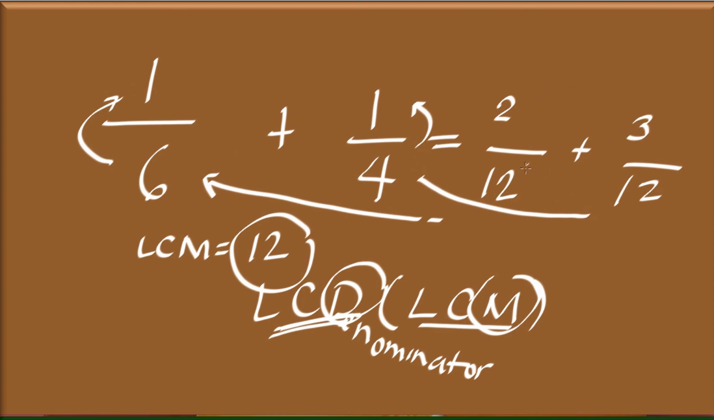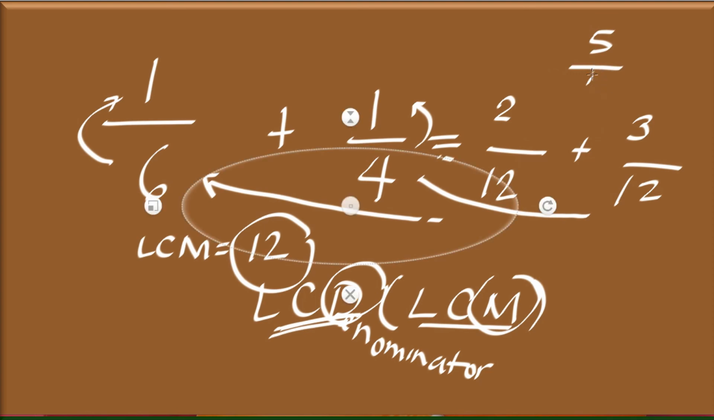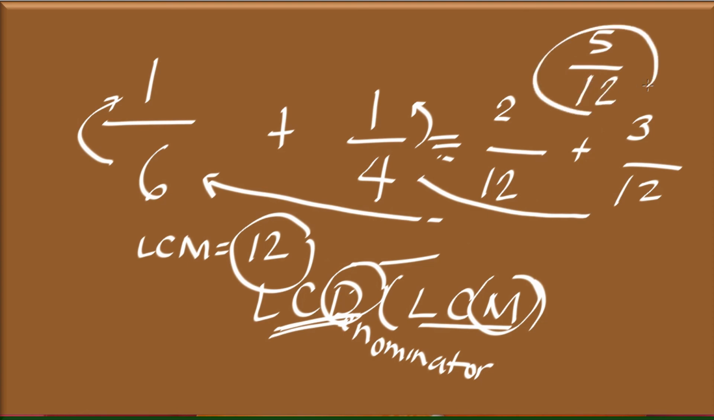Okay, and now, since we have the same denominator, that's our least common denominator, or least common multiple, we can now add the tops. Okay, so 5 over 12. So LCM and LCD are just the same concept.